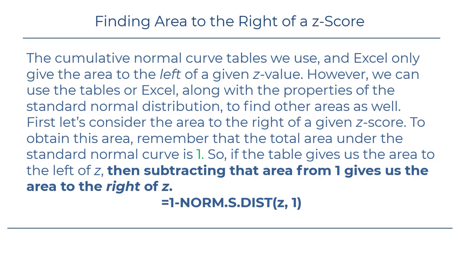So if the table gives us the area to the left, or if Excel gives us the area to the left, then subtracting that area from 1 gives us the area to the right of z. So we're going to use equals 1 minus NORM.S.DIST z-score, and again, comma 1 for cumulative or true.